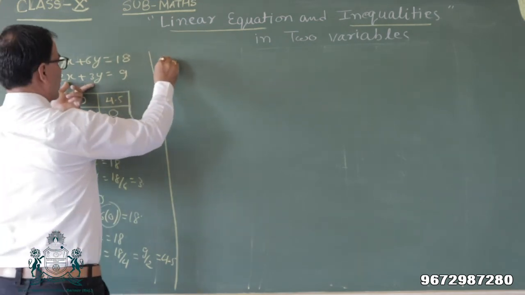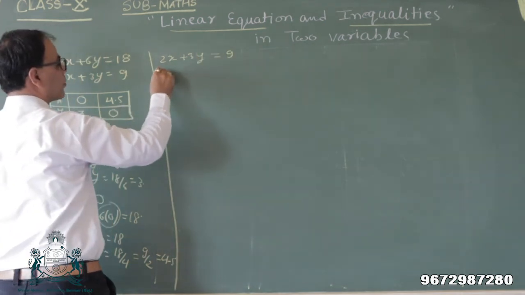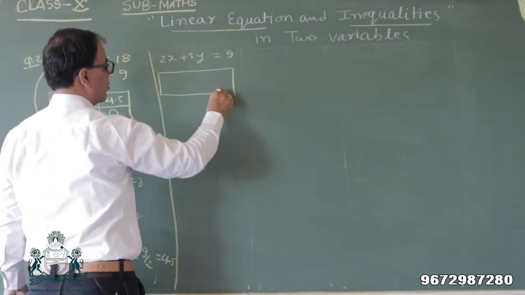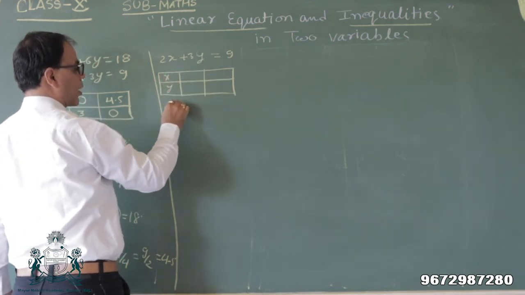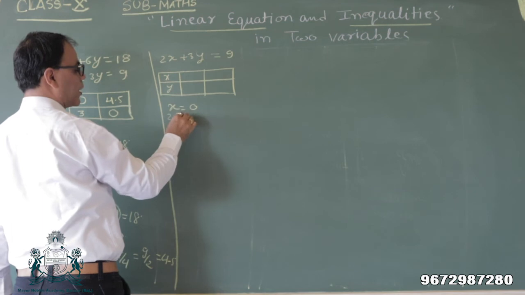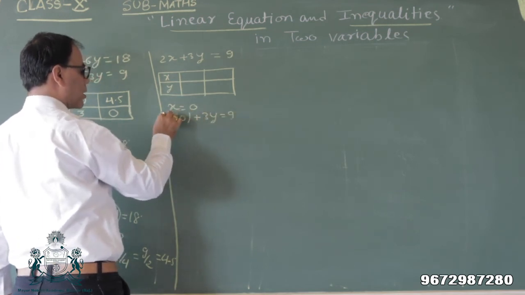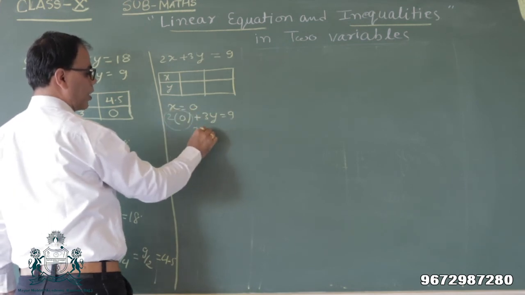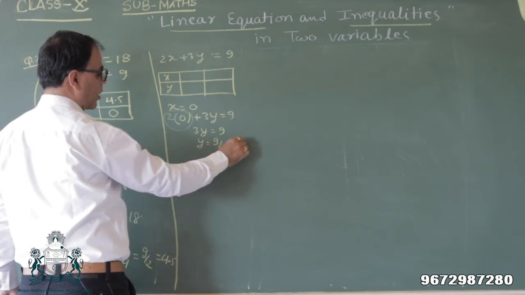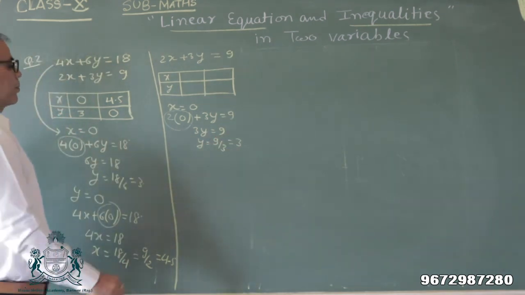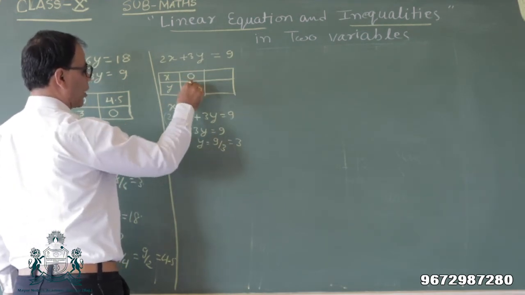Second equation, 2x plus 3y equal to 9. First, put the value of x equal to 0. 2 as it is, multiply by 0, 3y equal to 9. This number is 0. 3y equal to 9. Y equal to 9 by 3, divide 9 by 3 is 3. Then x equal to 0, therefore y equal to 3.